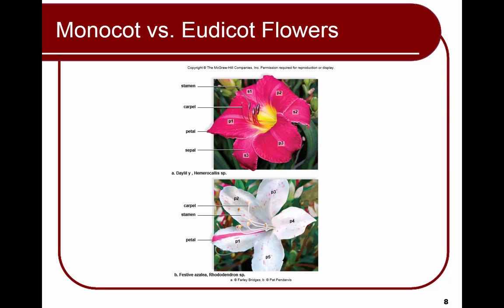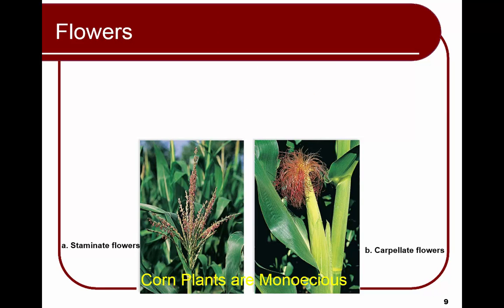This is just showing you up at the top. You've got monocot, and everything's going to be in multiples of 3, and you see you've got 6 there. That's a daylily. And down at the bottom you have a eudicot, which is an azalea, and you see it's in 5, so it's going to be in 4s or 5s or multiples of 4s or 5s.